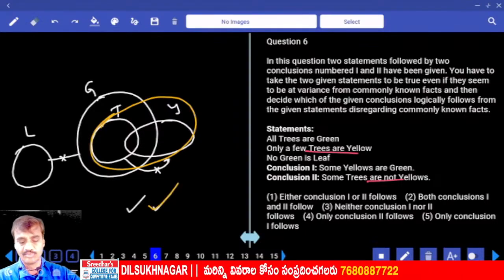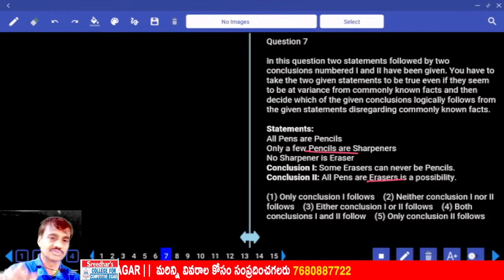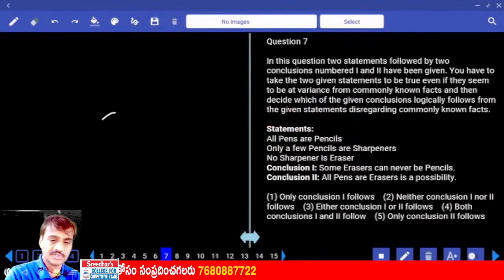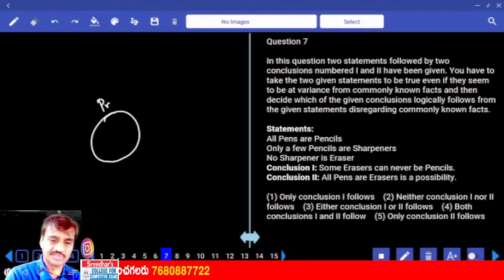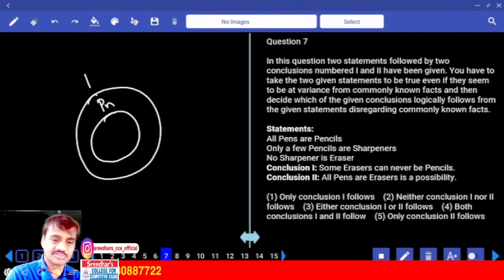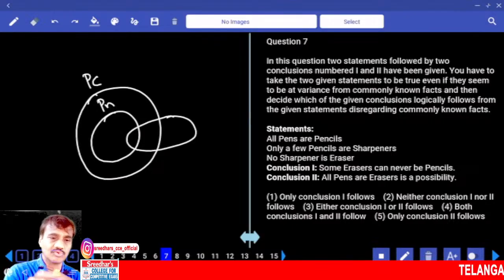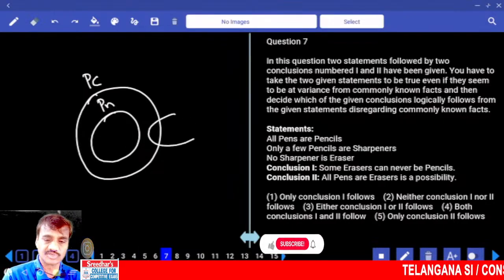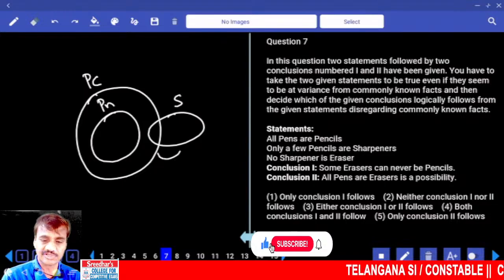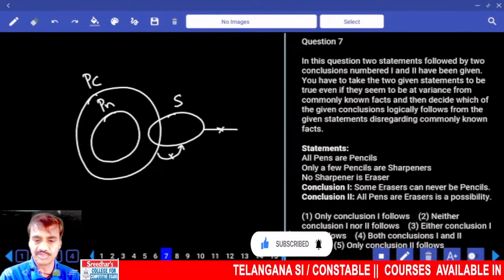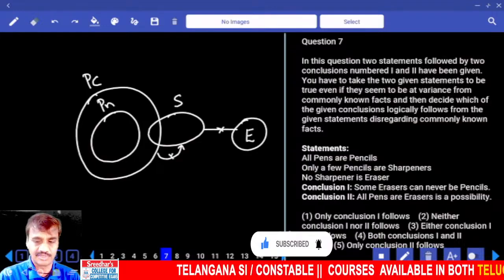Both 1 and 2, choice 2, question number 6. Then coming to the 7th one: all pens are pencils. These are the pens that are pencils. Then only a few pencils are sharpeners. These are the pencils that are sharpeners, and no sharpener is an eraser.